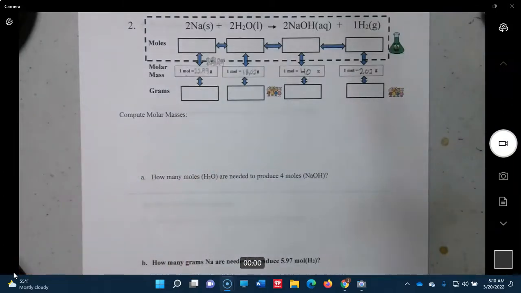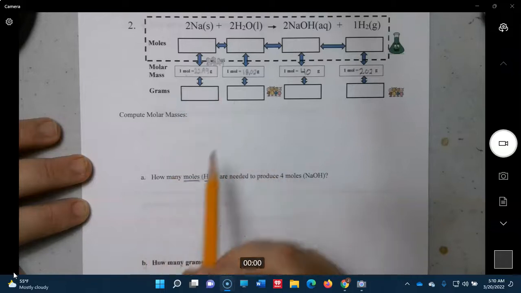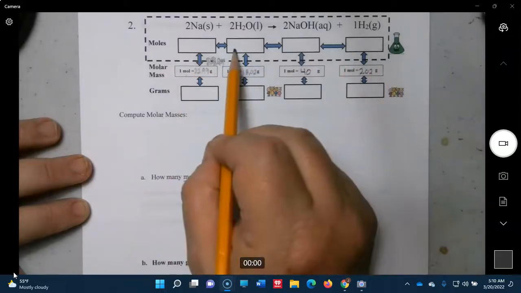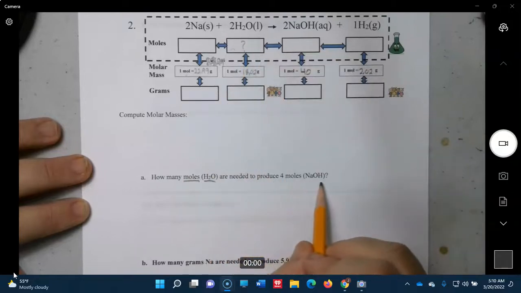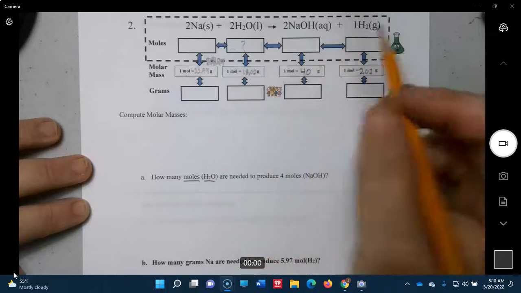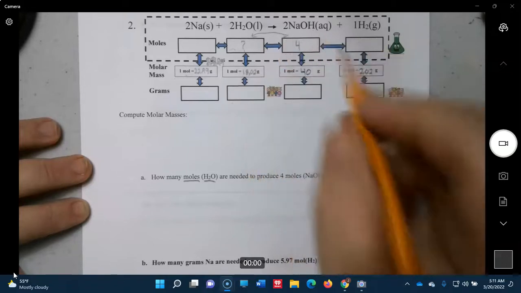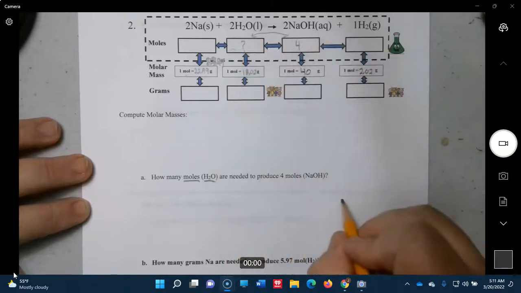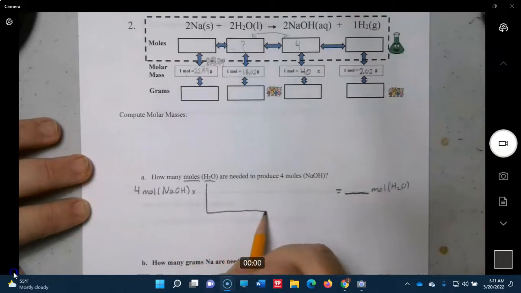All right. So how many moles H2O are needed to produce 4 moles of NaOH, sodium hydroxide? So moles H2O, okay, and that's what we're looking for. So you come over here, it's the moles row, and you find H2O, it's right there. And 4 moles of sodium hydroxide. So moles again, and there's 4 in sodium hydroxide. So it's again a one conversion problem here. So we're going to try to find moles of H2O. Since it's just one conversion, we need just one box.